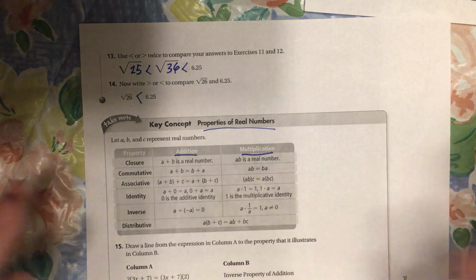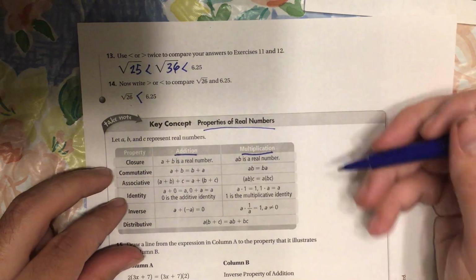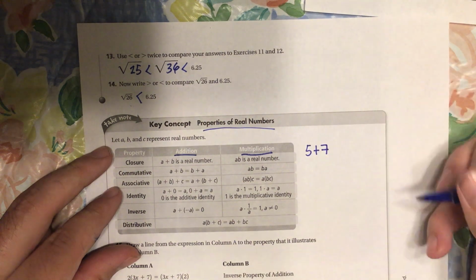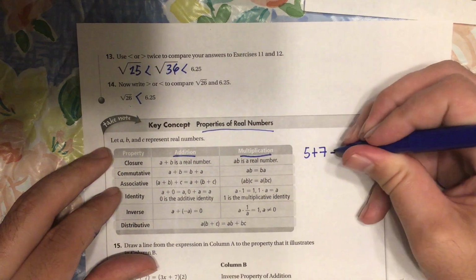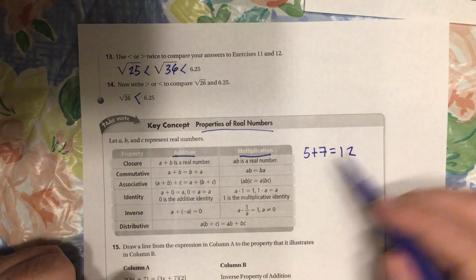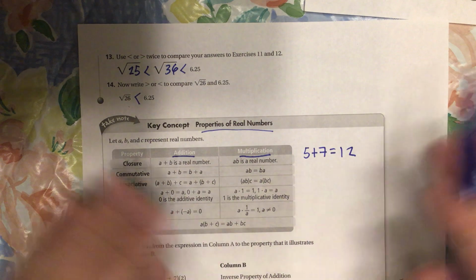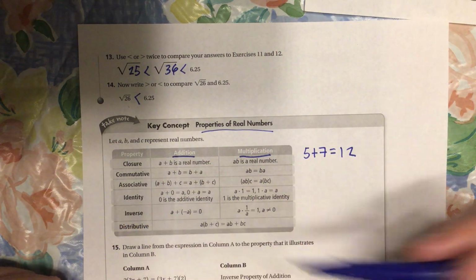And I just kind of think, case closed, right? Case closed. 5 is a real number. You add it to 7, which is a real number. That equals 12, which is a real number. Case closed. When you add two real numbers together, you also get a real number, and that's it. Case closed. So that's the closure property.